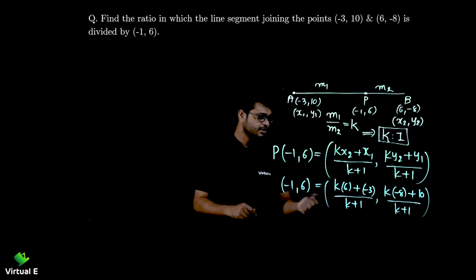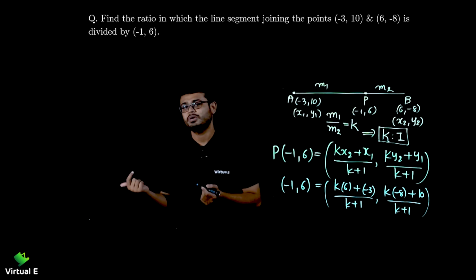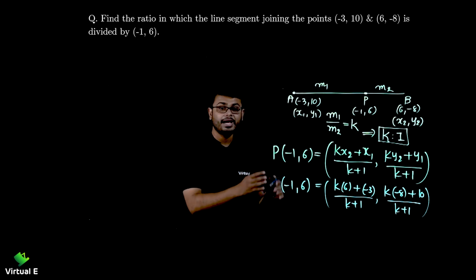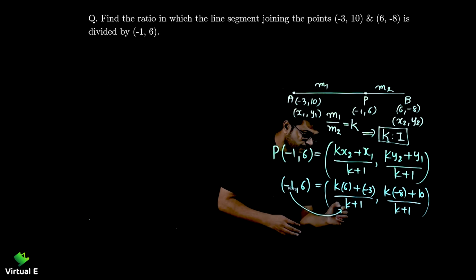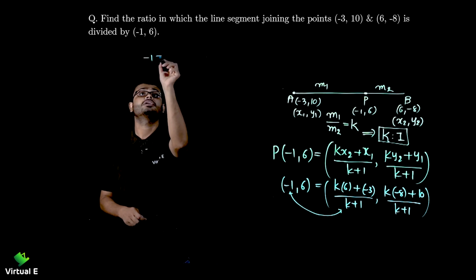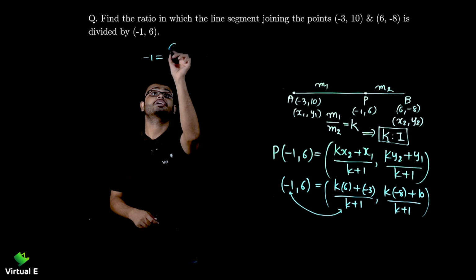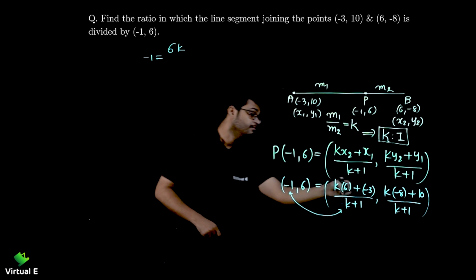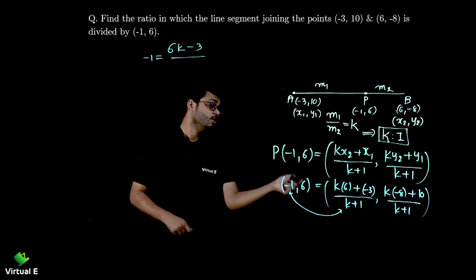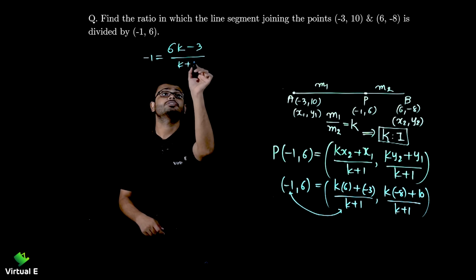So shall we simplify further? Let it be as it is, no worries. Okay, so I'm going to find the value of k. I'm going to compare x coordinate with the x first. Let's find it. So minus 1 is equal to, how can I write? 6k. Then minus 3 it is. So I will be writing direct minus 3 over here. And denominator k plus 1.